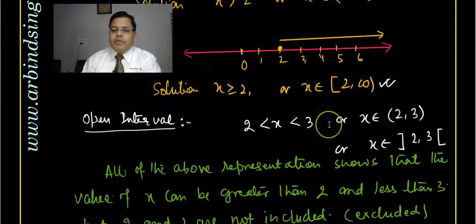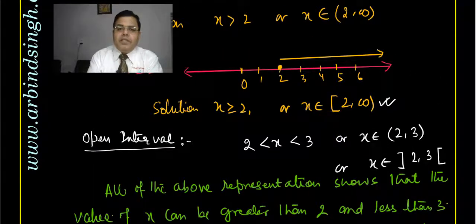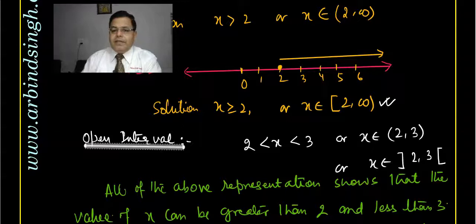So this is what we have about open intervals. I hope you got this point. Now the next point is called the closed interval. And what is that? Let me explain that.